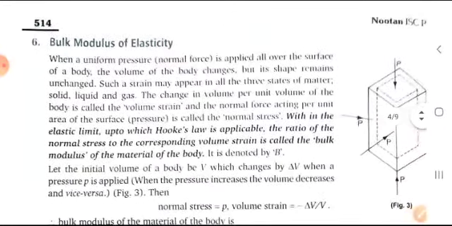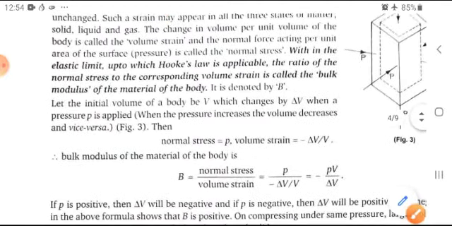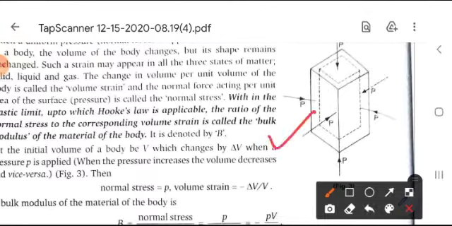Now moving forward, the next topic is bulk modulus of elasticity. Bulk modulus of elasticity is the ratio of normal stress to the volume strain. So, if we take a cuboid shape pipe or solid item and exert the pressure P around it, then its volume decreases by delta V. So, the normal stress is the pressure, and the volume strain is minus delta V upon V, because volume decreases, so minus sign is used here.